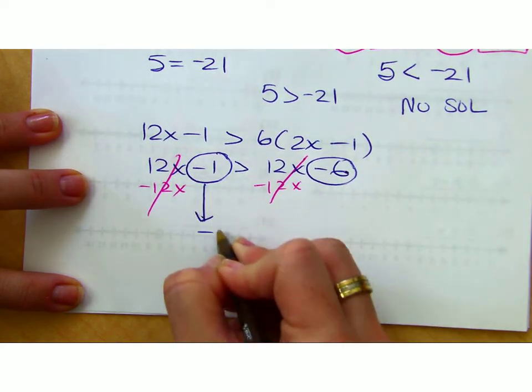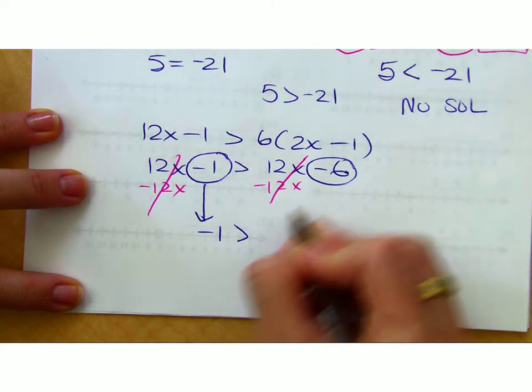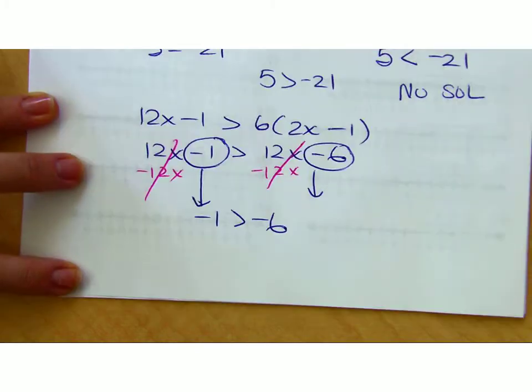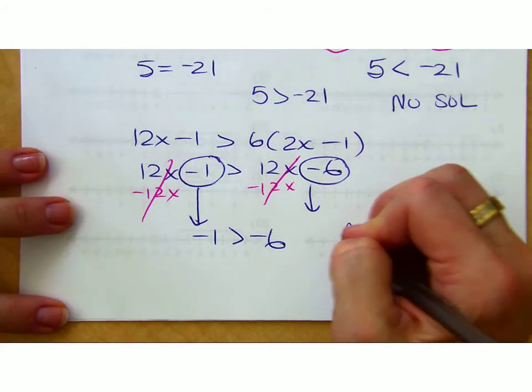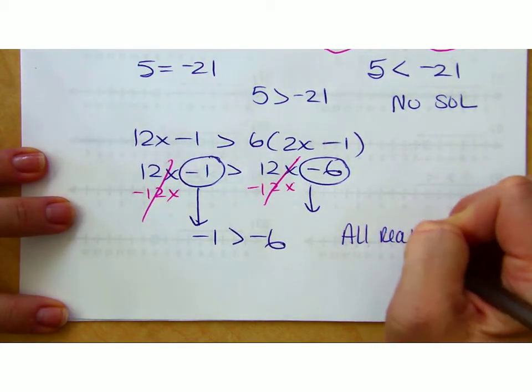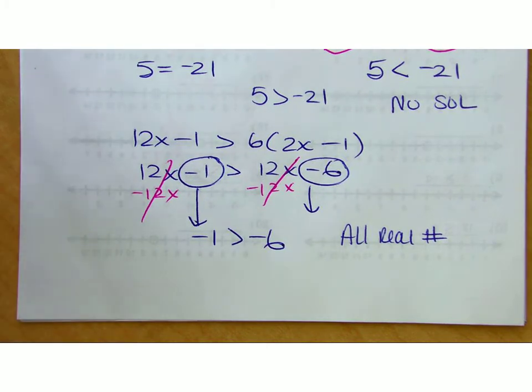So is negative 1 greater than negative 6? This time it is, which means it's a true statement. And what does that mean in terms of your solution? It means all real numbers, infinitely many, identity, whatever you want to call it.